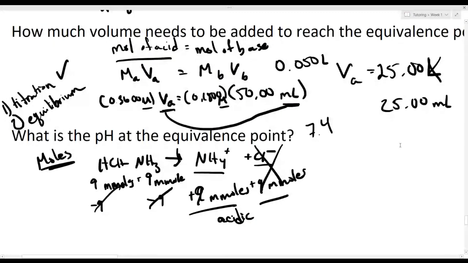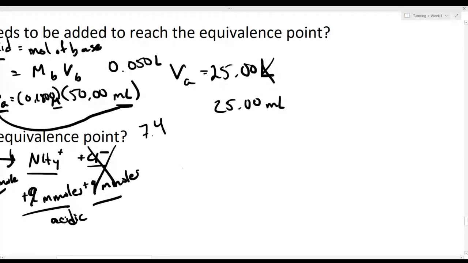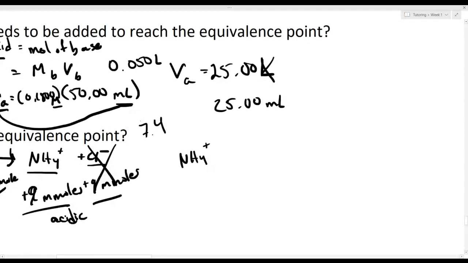I'm going to have to scroll to the right. So we know that we have NH4 plus left, and we know that we have 9 times 10 to the negative third moles. But in order to use our ICE table, or the Henderson-Hasselbalch equation, or whatever we're going to end up using, in this case it's going to be an ICE table, we need to go back to molarity. So we need to divide by the volume. I know that the volume of my base was 50 milliliters, so should I divide by 50 milliliters here?